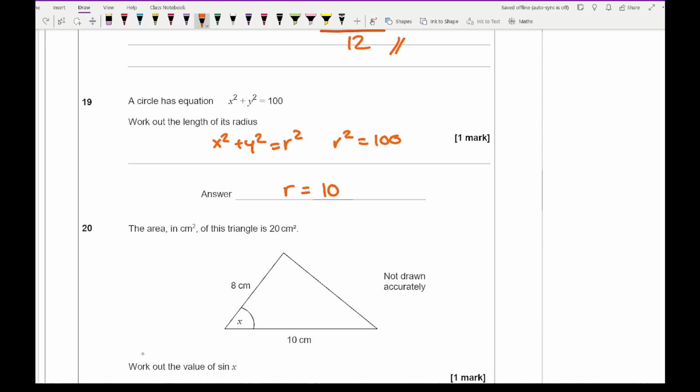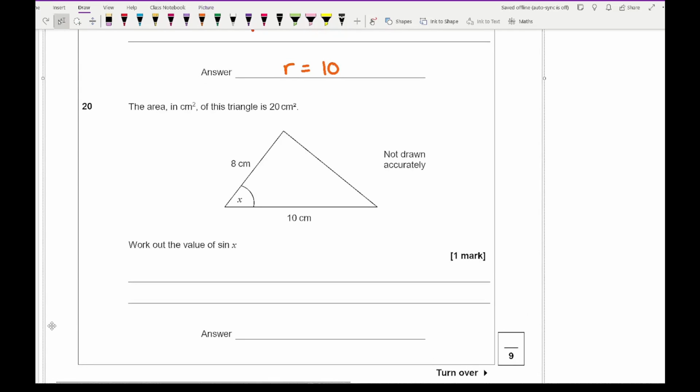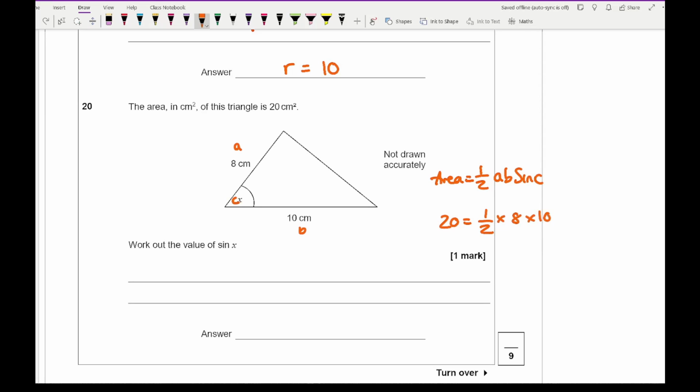Then moving on to question 20, it says that the area in centimetre square of the triangle is 20 centimetre square. Work out the value of sine x. Well, to work out the area, it's going to be a half AB sine C. Now I know that the area is 20, so we've got 20 equals a half. This is A, that's B, and that's angle C. So I've got 8 times 10 times sine C.